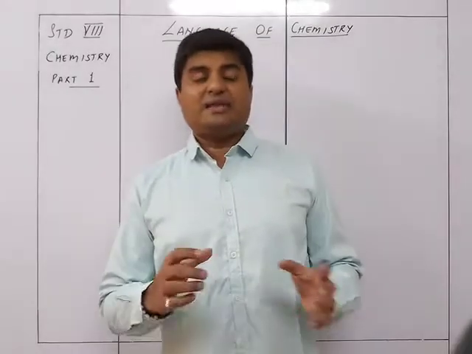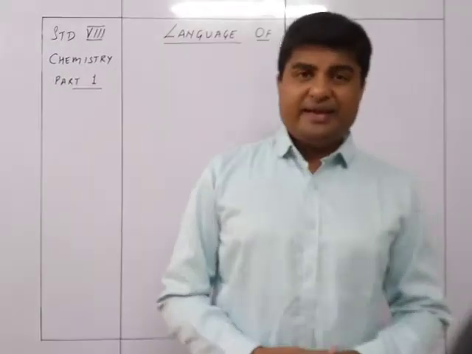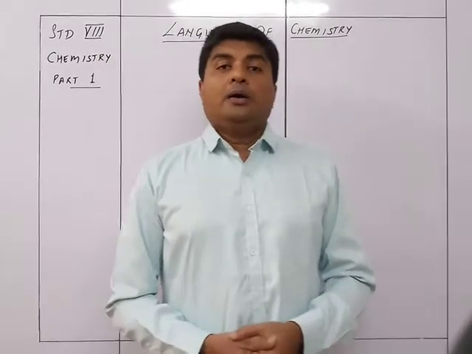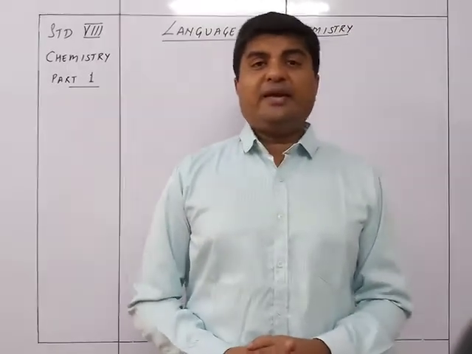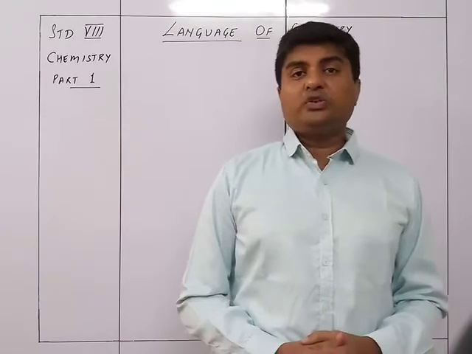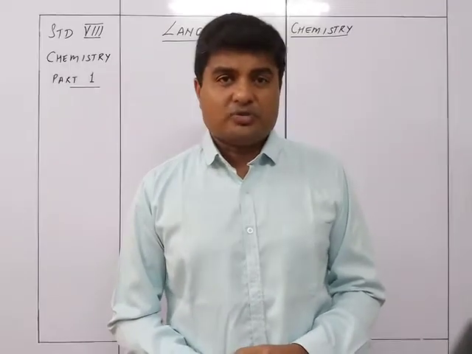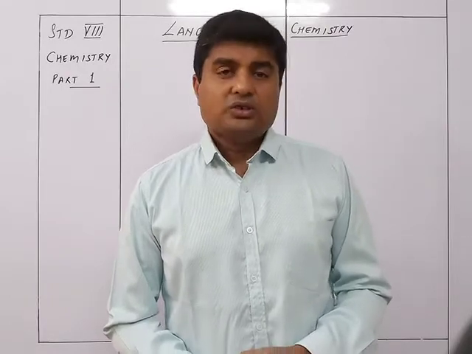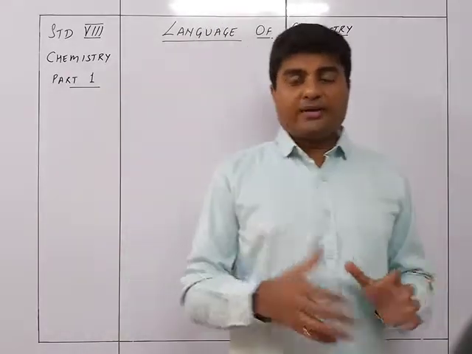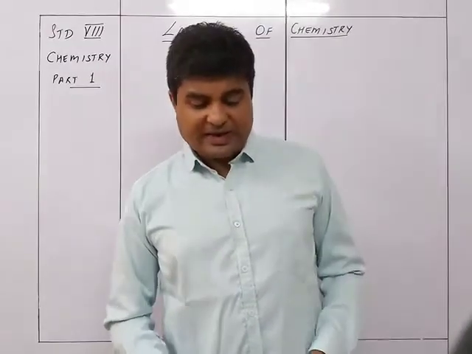Now these are the symbols which are the ABCD of chemistry. So chemistry's ABCD is nothing but the symbols which we are using for the different elements, or the different atoms of the different elements. So that is about the introduction of the chapter. Now we are going to see the symbol.